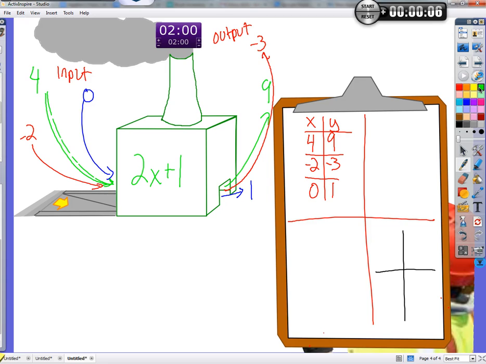Class, 28 people. Can someone think of some way to communicate that 4 went in and 9 came out? Ordered pairs. Okay. Get the feeling you're just reading it out of a book? No. Okay. 4 went in and 9 came out. That is a way that you can do it. It is a way that we typically do it.